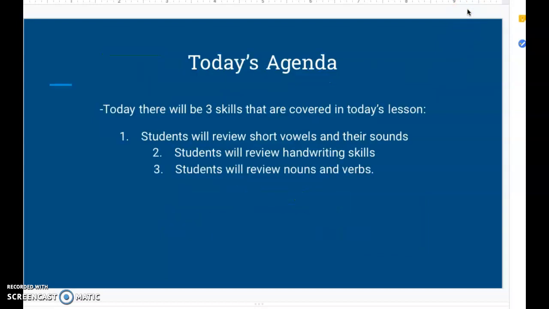Today in reading, we're going to review short vowels and their sounds. We're going to review handwriting and we will also be reviewing nouns and verbs.